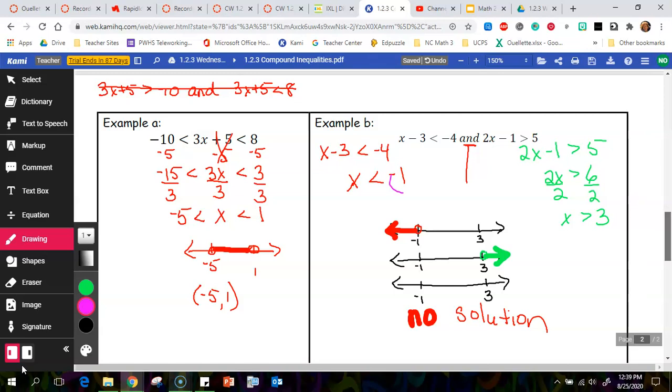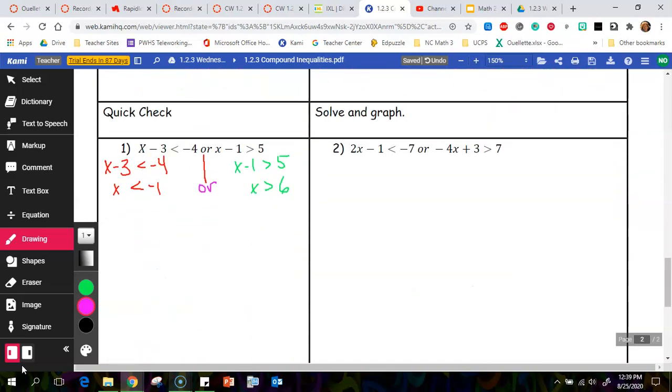They can't work together. But if I have the word or, and I said I either have my check, I don't know if my check's gone in yet. So I either have less than negative 1 or I have greater than 6, depending on whether my check got deposited. That could actually happen. Okay, so let's talk about graphing these.